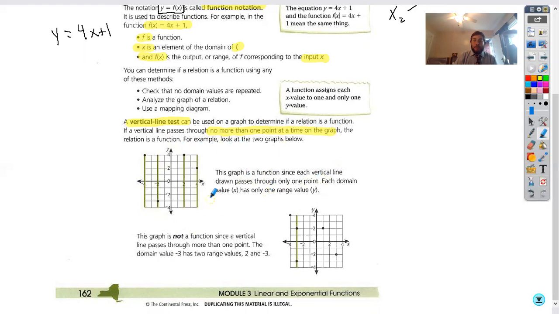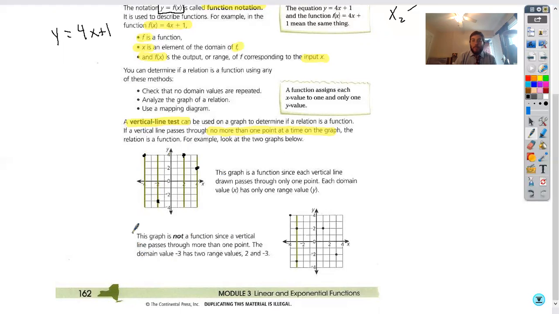So this graph here is a function since each vertical line drawn passes through only one point, and each domain value x has only one range value y. So this was a function, made up of these points here. And when we draw a vertical line, there is no vertical line that can go through more than one point at the same time. Right? So there's no straight up and down line that we can draw that can go through any of these points at the same time.